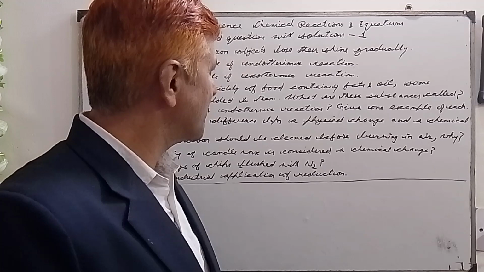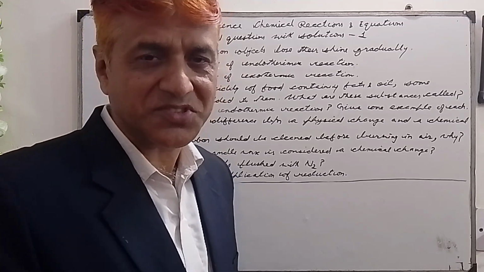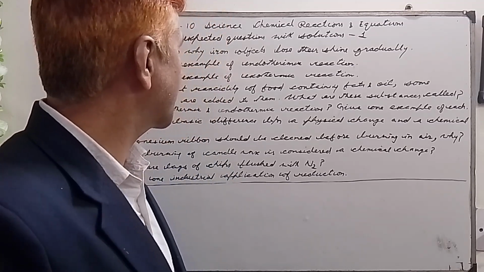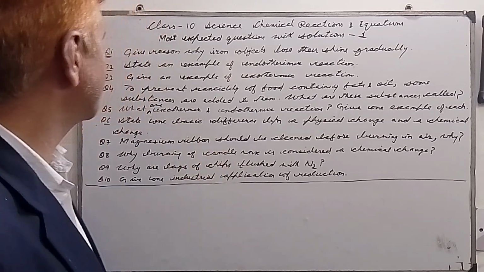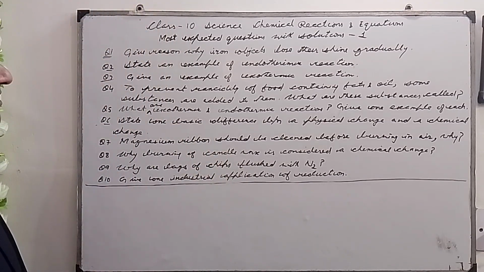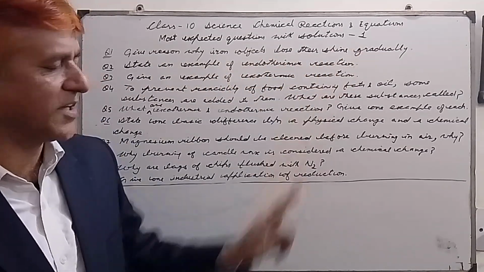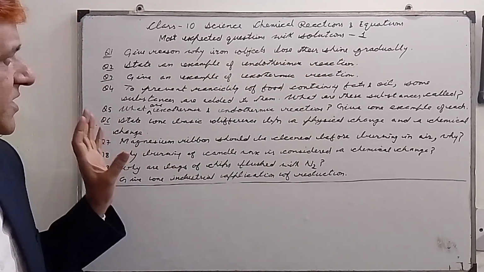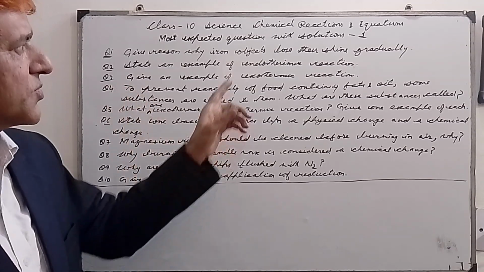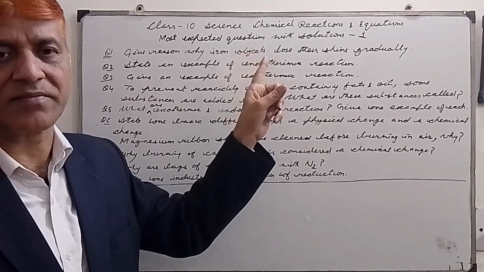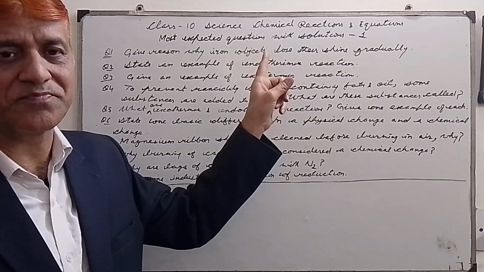So my dear students, today we are taking the questions of chapter number 1, chemical reactions and chemical equations. The first question which we have taken is, give reason why iron objects lose their shine gradually. Iron objects lose their shine gradually due to corrosion of iron, or due to rusting.